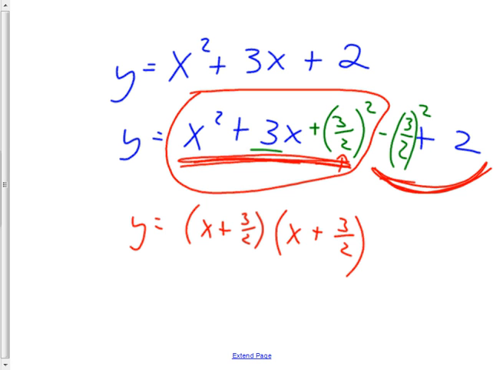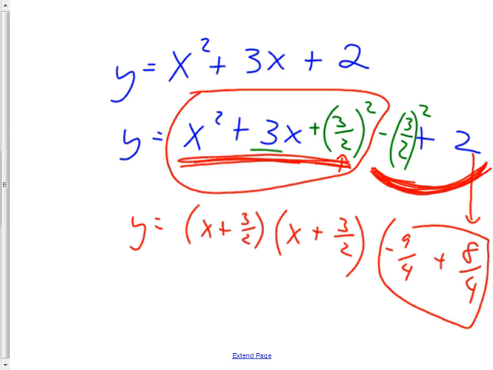Okay? And then this part right here, I'm going to personally go square it first and say 9 over 4, and then I'm going to say negative 9 fourths plus 2. Well, 2 is really 8 fourths. I'm finding a common denominator here. Now, I can put negative 9 fourths together with the positive 8 fourths, and I get negative 1 fourth.